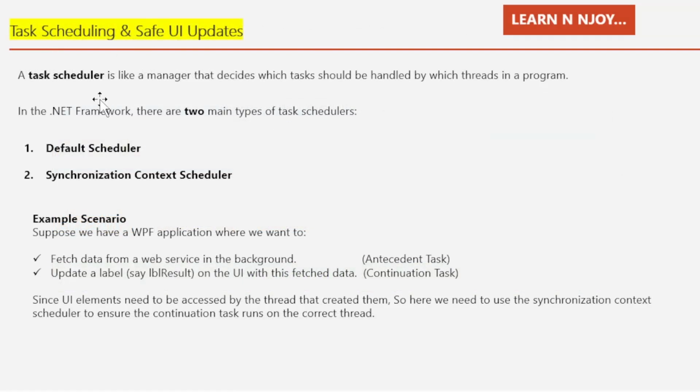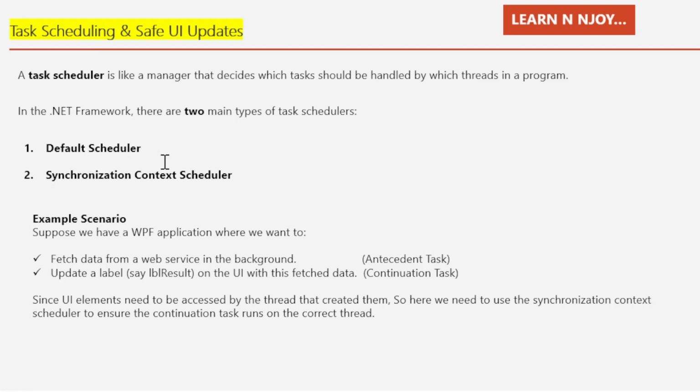What is a task scheduler? A task scheduler is like a manager that decides which tasks should be handled by which threads in a program. Think of threads as workers that execute tasks. Every task needs a scheduler, which is represented by an abstract class called TaskScheduler. In the .NET Framework, there are two main types of task scheduler. What are those? Number one, default scheduler. Number two, synchronization context scheduler.